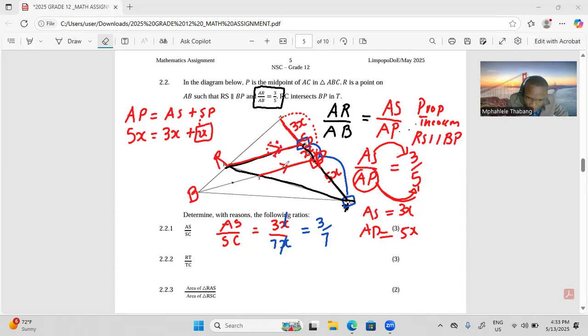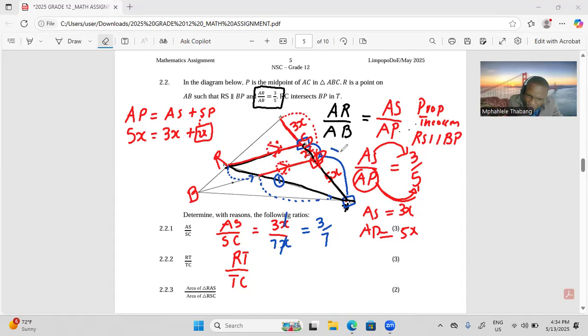RS is parallel to TP. Now I will apply the prop theorem. They are looking for RT over TC. So I will say RT over TC. Watch out, look for what I'm doing. I'm saying RT over TC. What I'm doing on this side, I have to do on the other side.